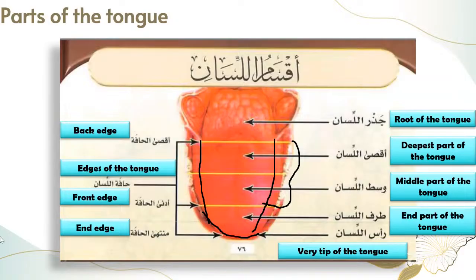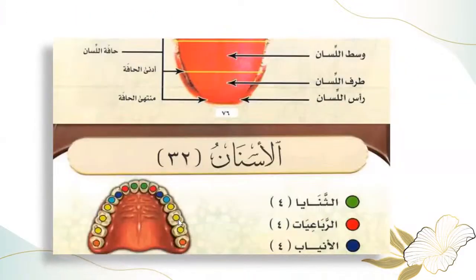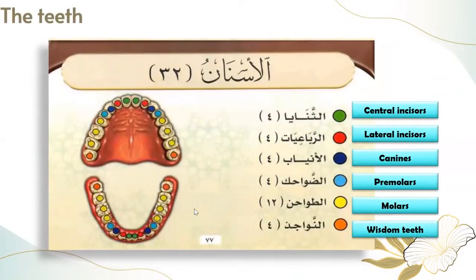Now let's see the different names of the teeth also, and then we will compare which part of the tongue corresponds to which teeth. Okay, let's see, inshallah. So here you can see, there is actually a mistake here. This should also be blue colored. Okay, this also blue. Okay, so let's see.